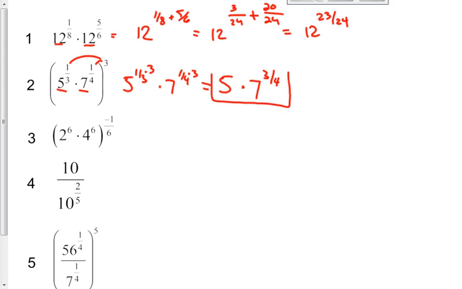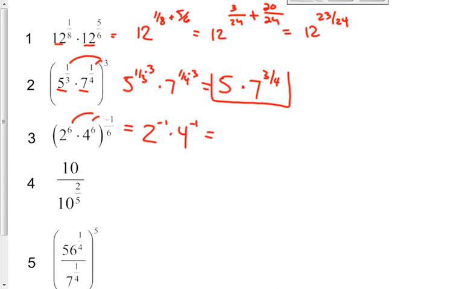This is done. 2 to the 6th times 4 to the 6th, all raised to the negative 1/6 power. A couple ways we could proceed with this. This again is a product to a power. We can go backwards. 2 raised to the 6 times negative 1/6, that's negative 1. 4 to the 6th raised to the negative 1/6. Multiply here, 6 times negative 1/6. That's 4, again to the negative 1.